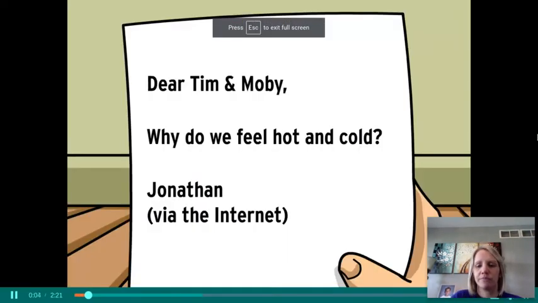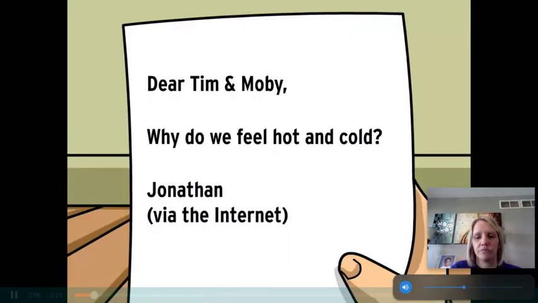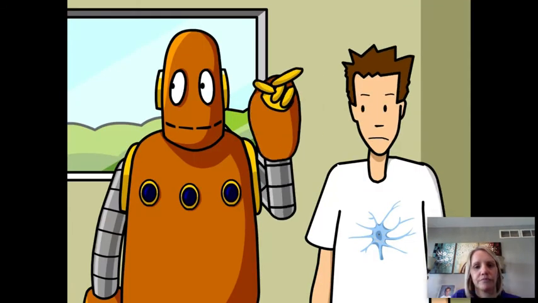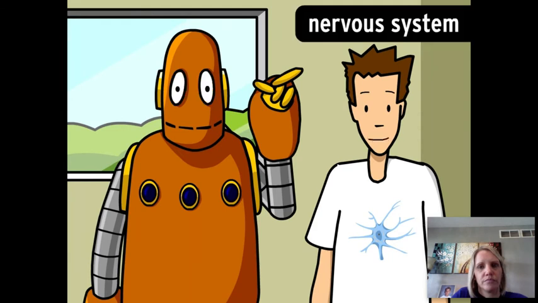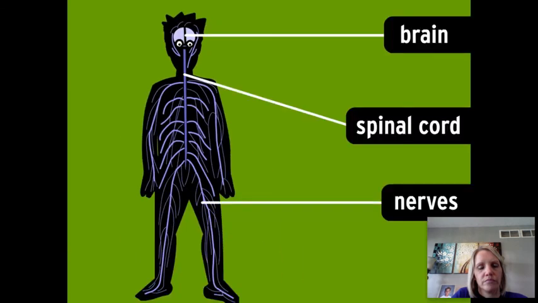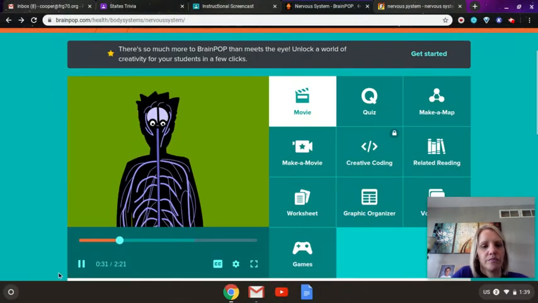Dear Tim and Moby, why do we feel hot and cold? Oops. From Jonathan. Ow. Jonathan, you can feel things like hot and cold, soft and sharp edges, and being poked in the head because of your nervous system. The nervous system is the control center for your entire body. It's made up of your brain, your spinal cord, and a huge network of nerves. Your brain uses information it receives from your nerves to coordinate all of your actions.